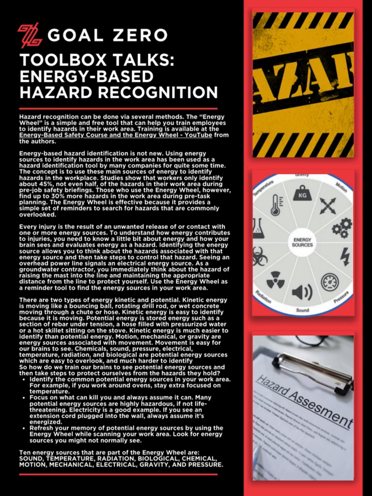Refresh your memory of potential energy sources by using the Energy Wheel while scanning your work area. Look for energy sources you might not normally see. The 10 energy sources that are part of the Energy Wheel are: sound, temperature, radiation, biological, chemical, motion, mechanical, electrical, gravity, and pressure.